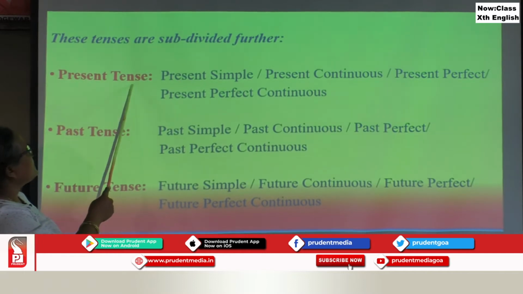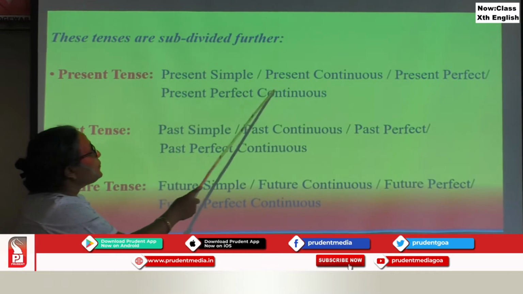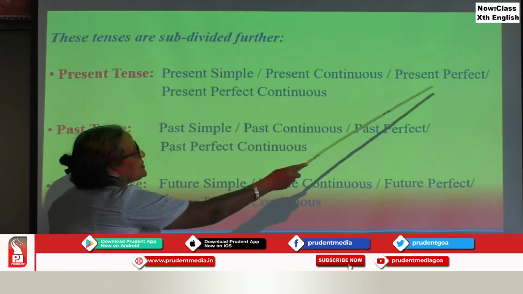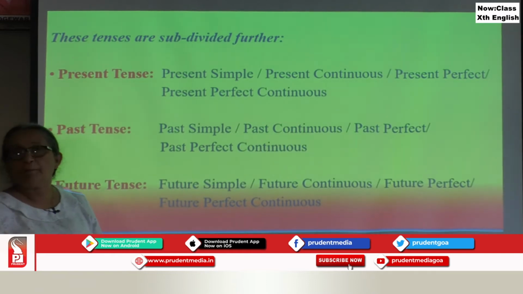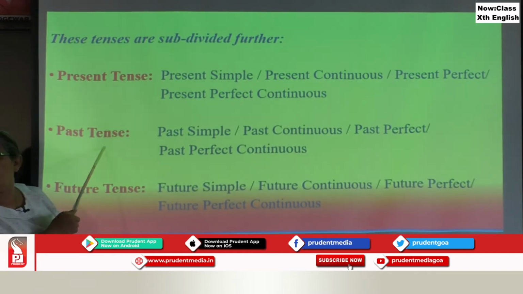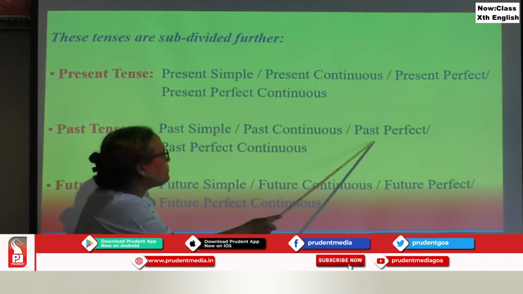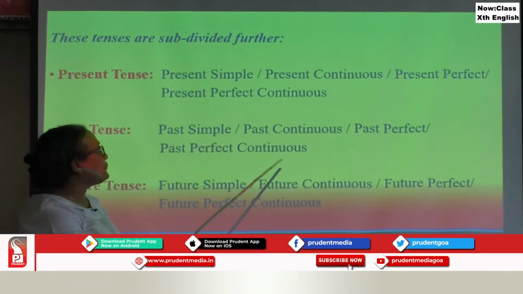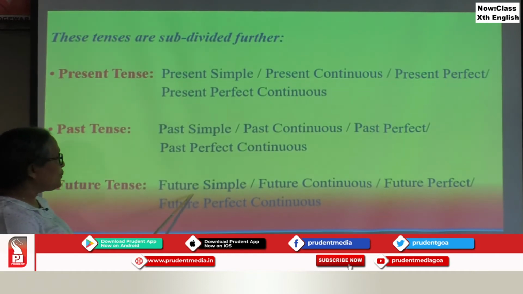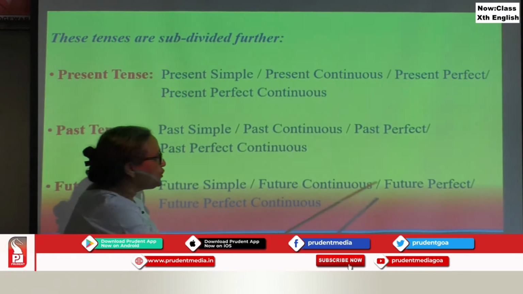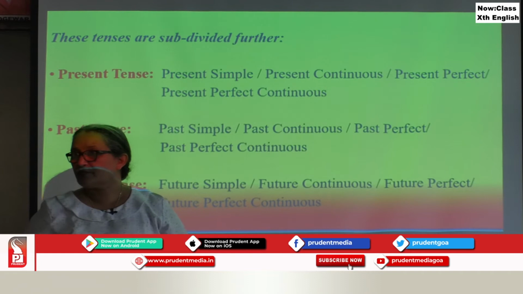Under the present tense, we have present simple, present continuous, present perfect, and present perfect continuous. Under past, we have past simple, past continuous, past perfect, and past perfect continuous. Under future tense, we have future simple, future continuous, future perfect, and future perfect continuous.